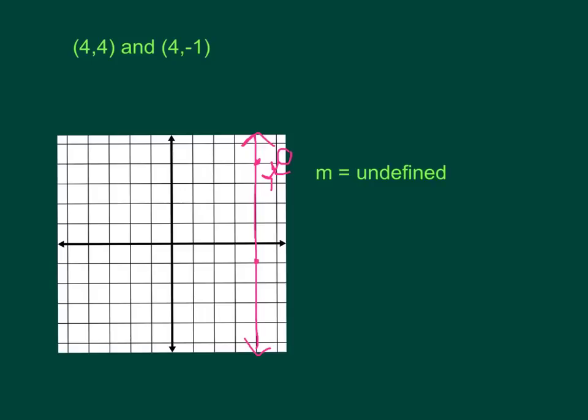So there's the full lesson on finding the slope of linear functions and finding the y-intercept. Good luck with the lesson.